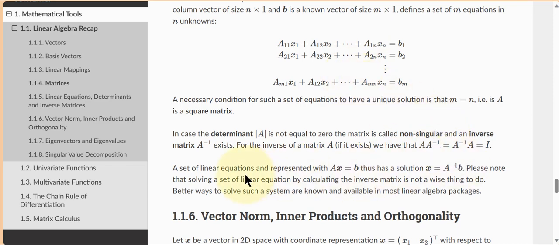He says, please note that solving a set of linear equations by calculating the inverse matrix is not a wise thing to do. Better ways to solve such systems are known and available in most linear algebra packages. So there are easier ways to do it, apparently.